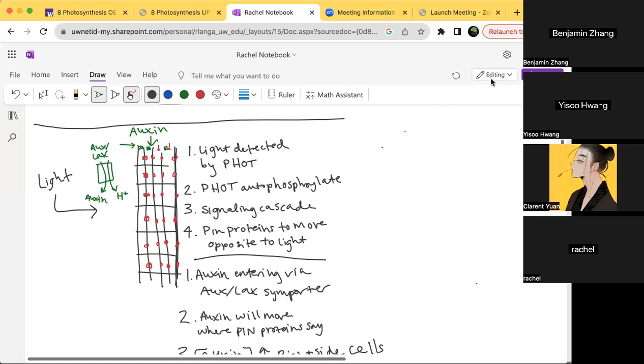So is it more accurate to say increasing the water potential changes the cell wall extensibility, or the pressure potential of the cell that changes the cell extensibility?